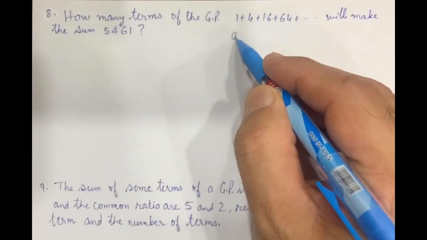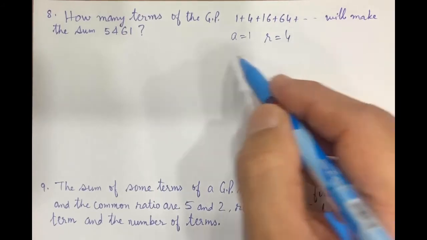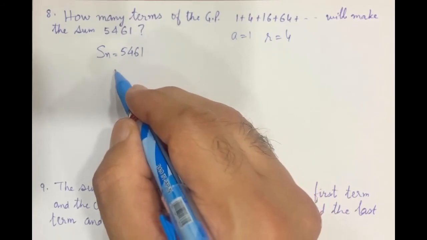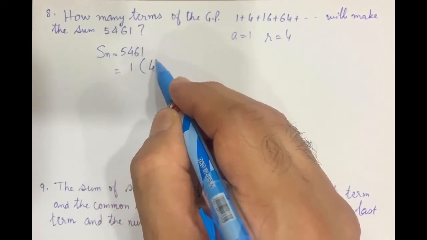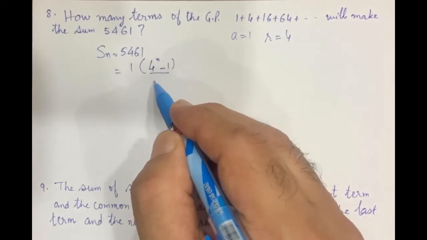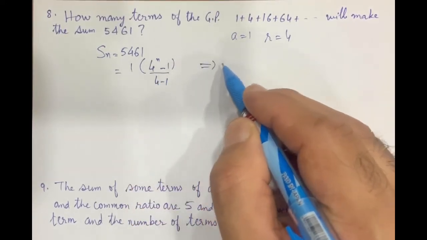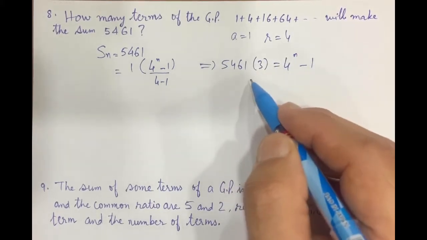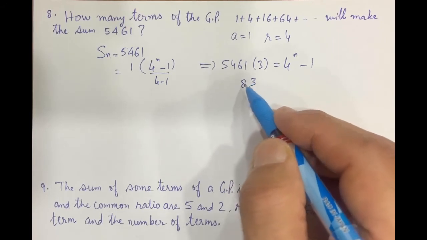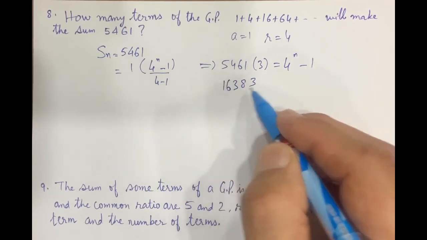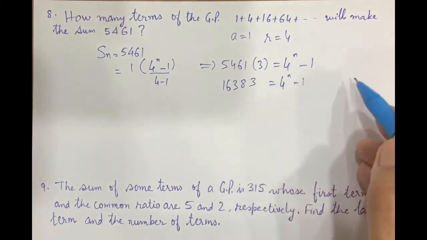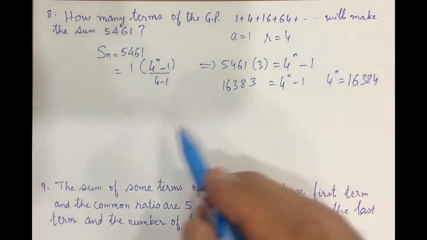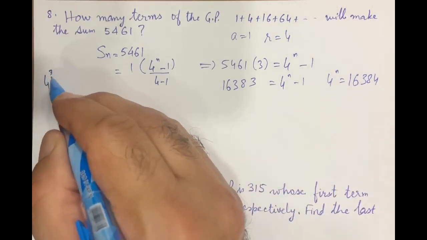We are given a GP with first term 1, common ratio 4. And let us say the sum of n terms is 5461. Sum of n terms is a into r raised to power n minus 1 upon r minus 1. So this means 5461 into 3 is 4 raised to power n minus 1, or 4 raised to power n is 16384. So what is 4 raised to power 3?